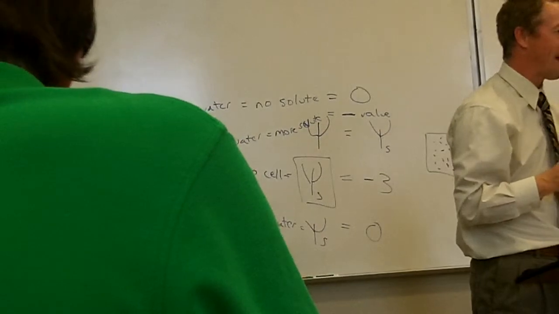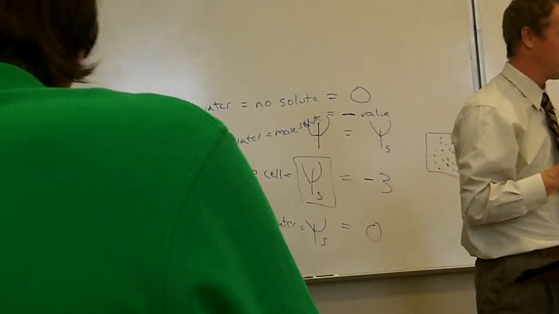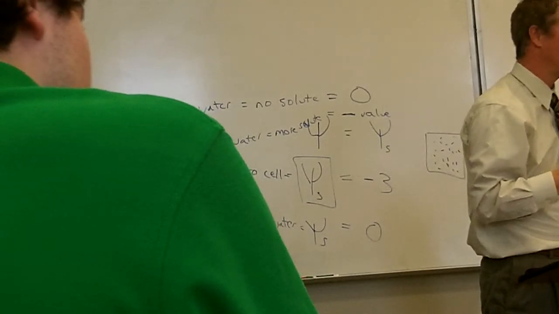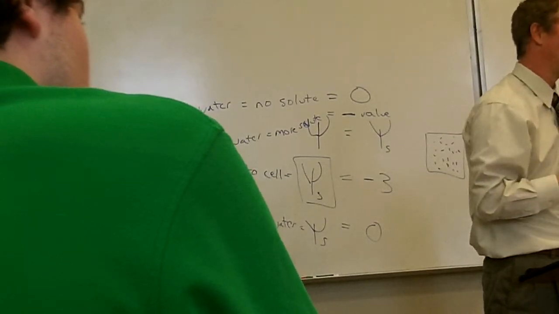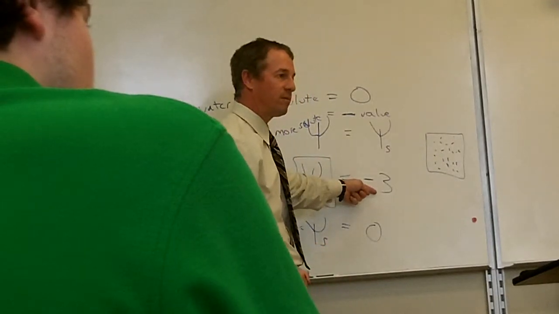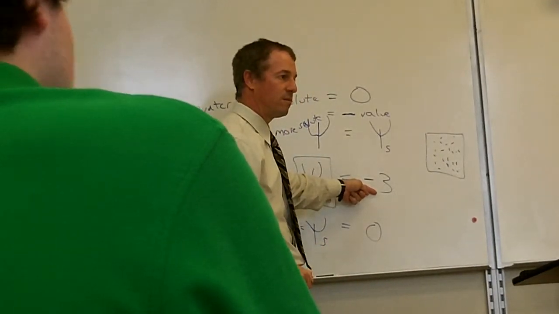Okay, so if you have a beaker full of regular water and it's 0, and then you put a bunch of salt in there, then the solute number will go down. It'll become a negative number, because the water is going into that.